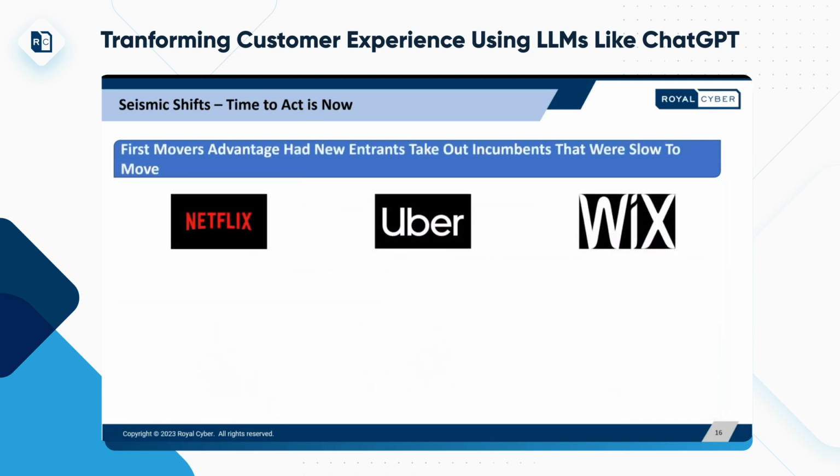And lastly, we believe that the time to act is now. History tells us that the first movers advantage had new entrants take out the incumbents that were slow to move. One key lesson that is common through all of these innovations and transformations is that these companies, now some of them are depicted here, such as Netflix, Uber, and Wix, they met and exceeded their customer needs.